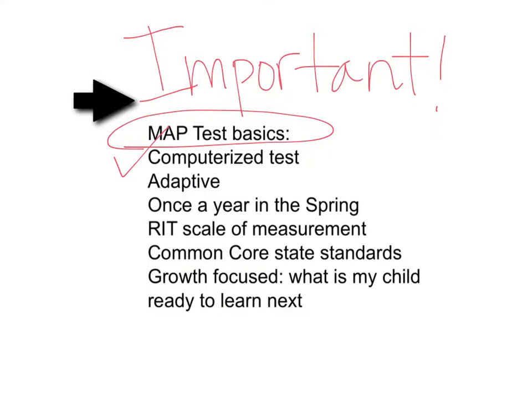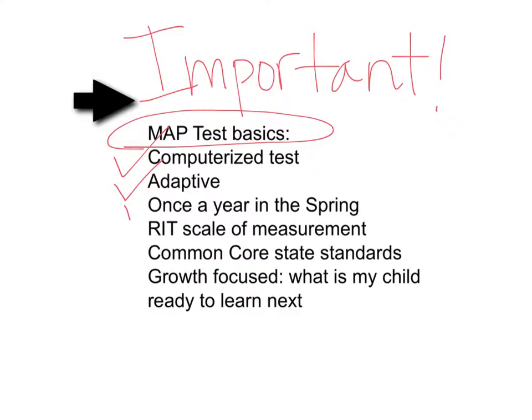The next thing to keep in mind is that the test is adaptive. This means that as students get a question correct, they will be given a more difficult question, and as they get a question incorrect, the difficulty level will be lowered. The test is designed to find out what students are ready to learn next, so that all students are continually challenged and learning to the best of their ability and to the highest point of their potential.